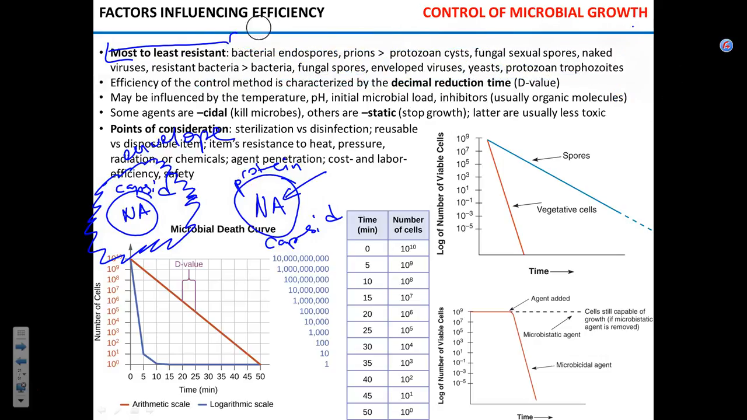So when you have to choose the sterilizing agent in a hospital, you have to keep in mind that endospores are notoriously hard to kill, and you may get rid of all the vegetative cells, but you're still going to get endospores. We good?